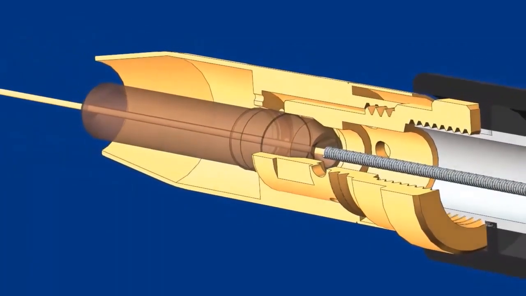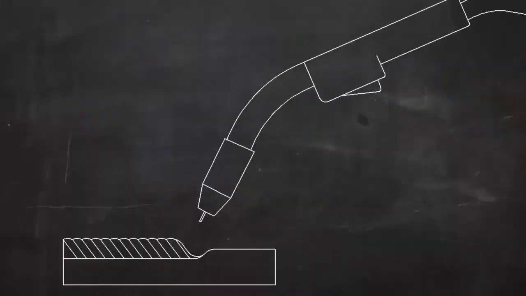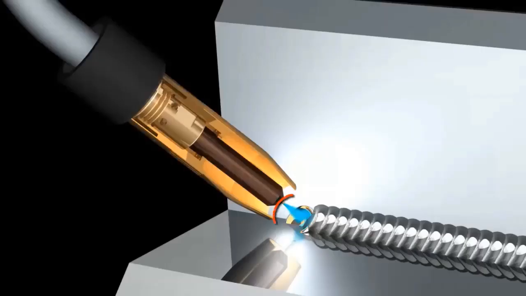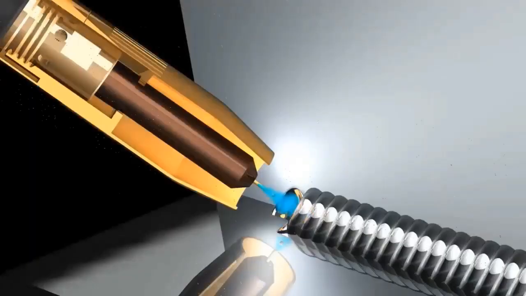The wire is fed continuously when the trigger on the welding gun is pulled. When this trigger is pulled, it also switches on the welding current and a shielding gas. An electric arc forms between this wire electrode and the workpiece and heats both metals above their melting point.